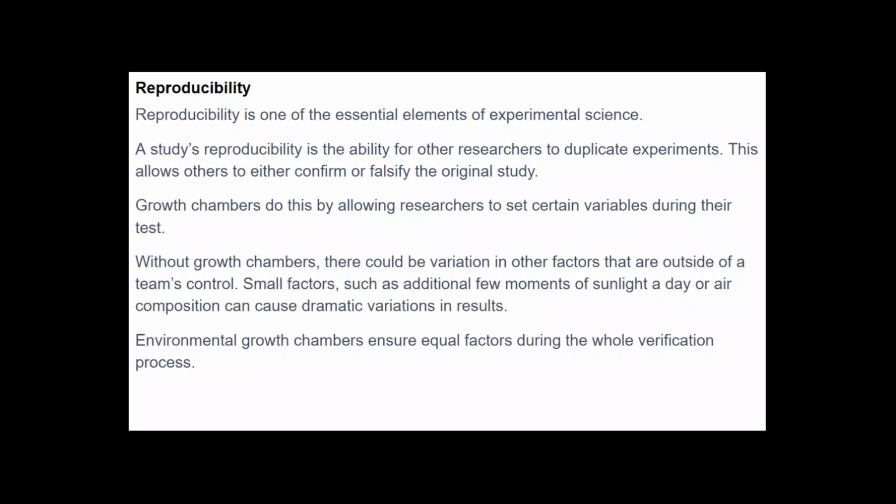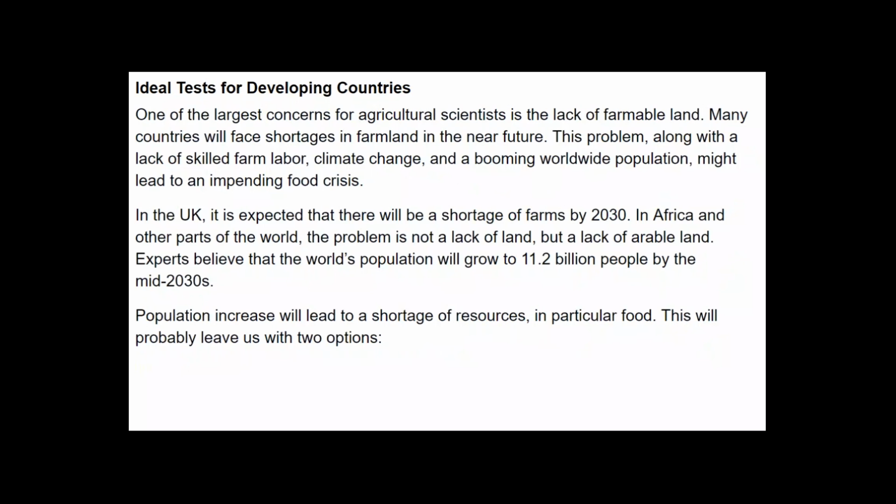Growth chambers do this by allowing researchers to set certain variables during their test. Without growth chambers, there will be variation in other factors that are outside of our team's control. Small factors such as the addition of a few moments of sunlight a day or air composition can cause dramatic variations in results. And environmental growth chambers ensure equal factors during the whole verification process.